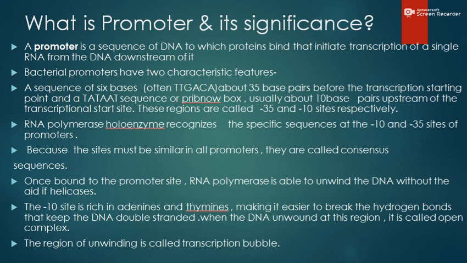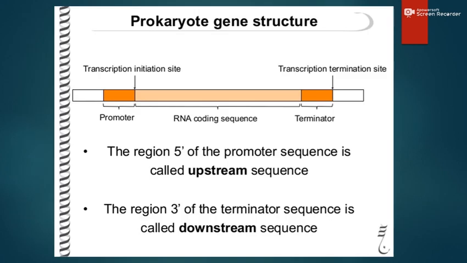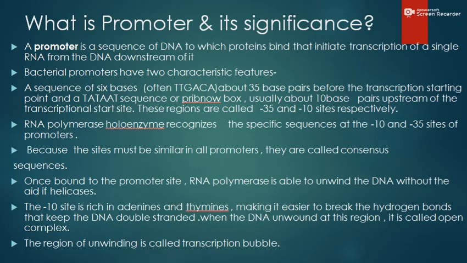Now you will think, what is this -10 and -35? Consider this as the transcription initiation site. If you move back 10 base pairs, then you find the what? TATA box. And from this transcription initiation site, if you move backwards 35 base pairs, then you find the what? You have the TTGACA site. So these two sites are found in almost most of the prokaryotic promoters.